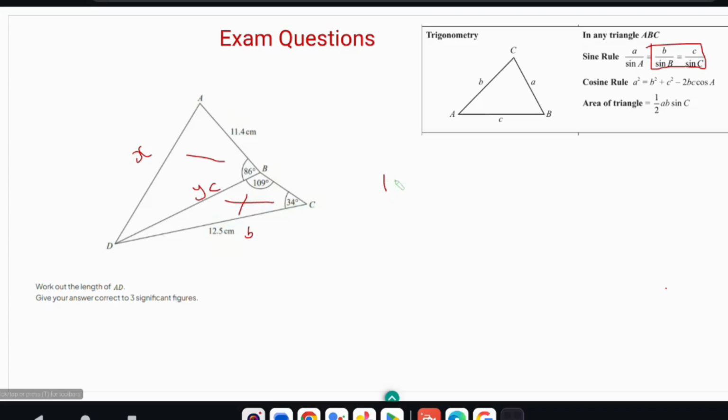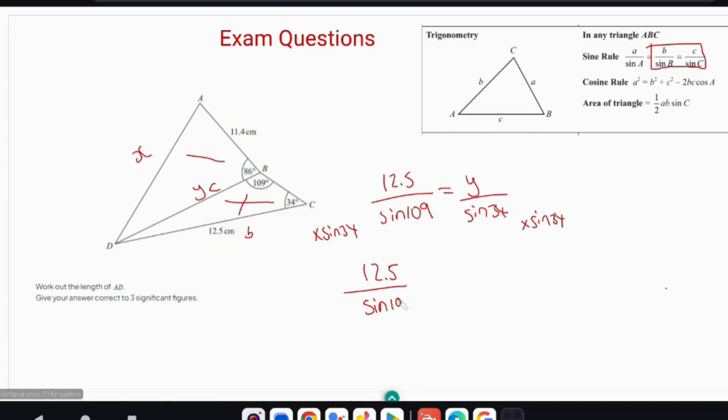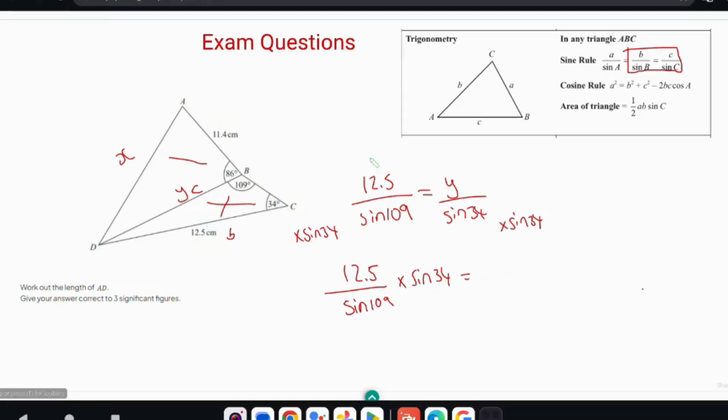So 12.5 over sine 109 is equal to Y over sine 34. I need to get Y by itself, so I'm going to multiply both sides by sine 34. That gives an answer of 7.39.